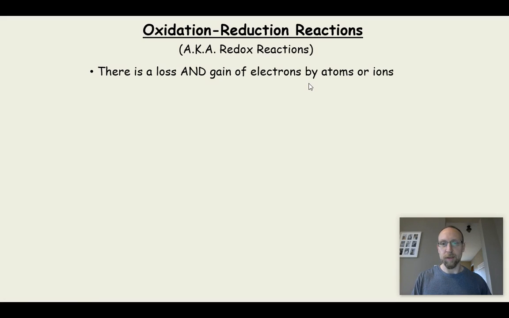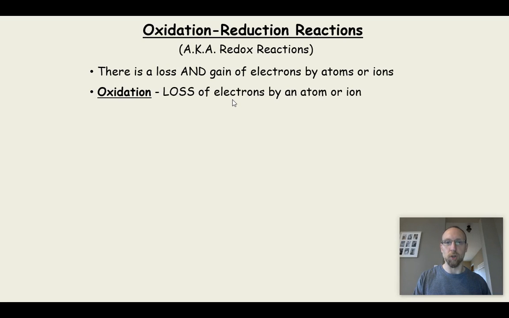So again, take down these notes here. I forgot to mention that. And follow along with me as we go through the lesson. There's no fill-in notes here. So just write these notes in your notebook, on a piece of paper, on a tablet, whatever. So what's going on in an oxidation-reduction reaction? There's a loss and a gain of electrons by atoms or ions. So there's a loss and a gain of electrons, always.